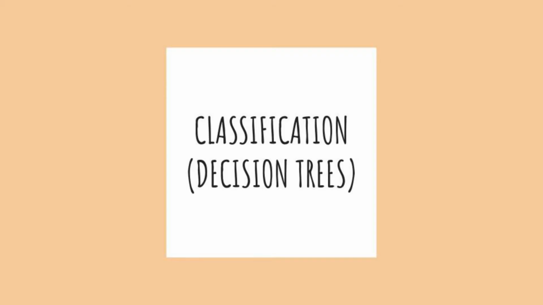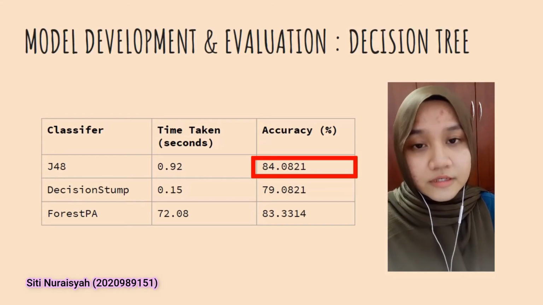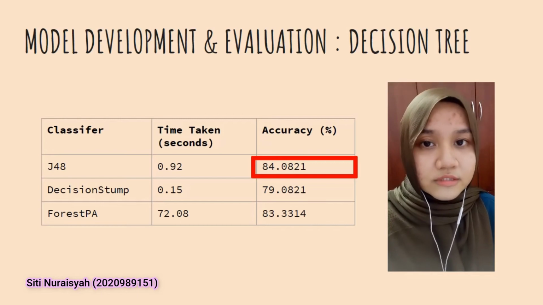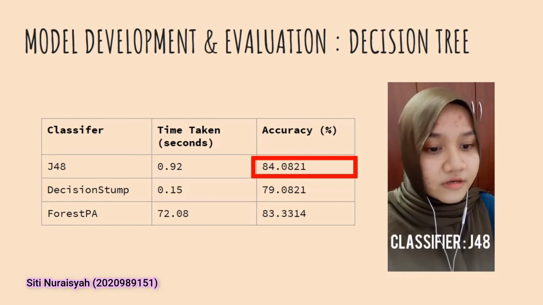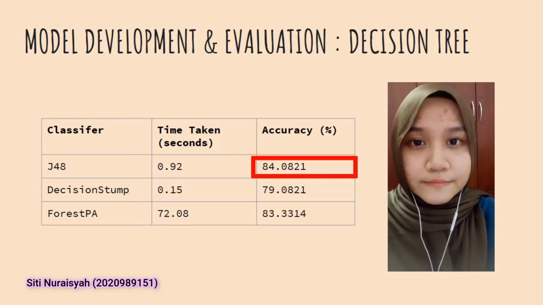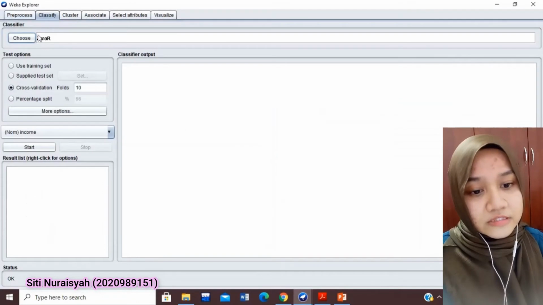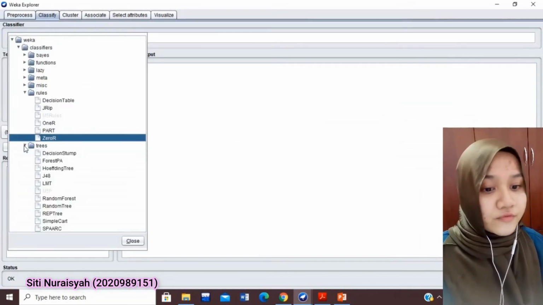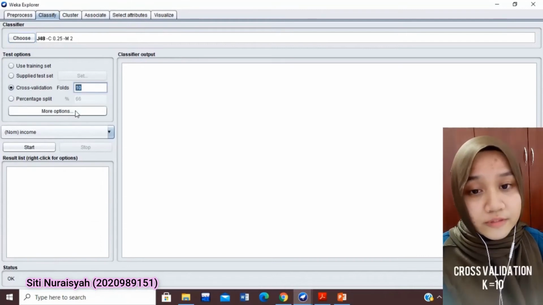Thank you. Data classification. The next phase is the model development and evaluation, and we are using decision tree classification with the J48 classifier as it had the highest accuracy among the others. Now I'm going to proceed with the demonstration. First thing, I'm going to load the normalized dataset, and under the classify tab I'm going to choose the classifier J48, and I'm going to set the default to 10 under the cross-validation method.